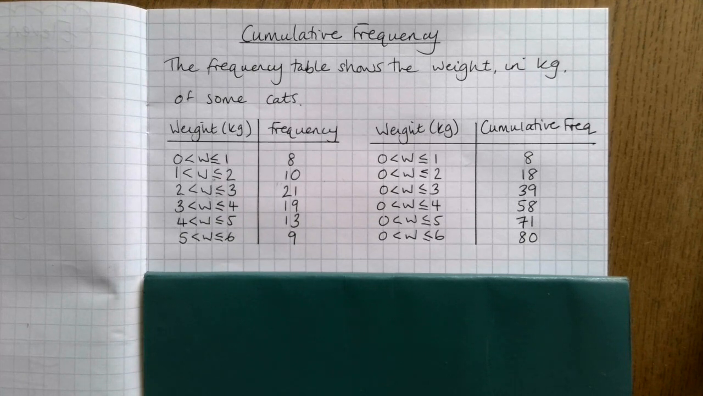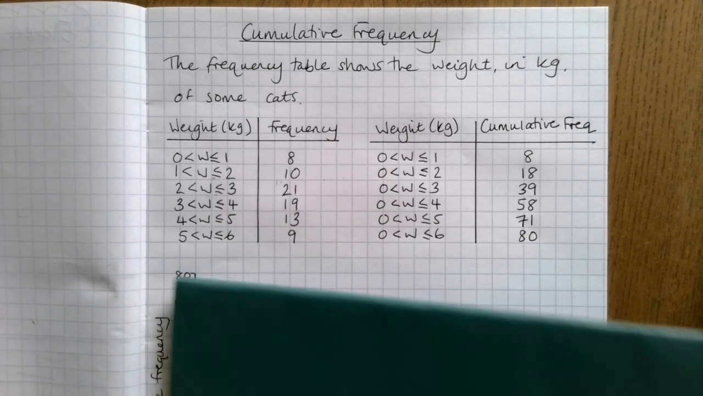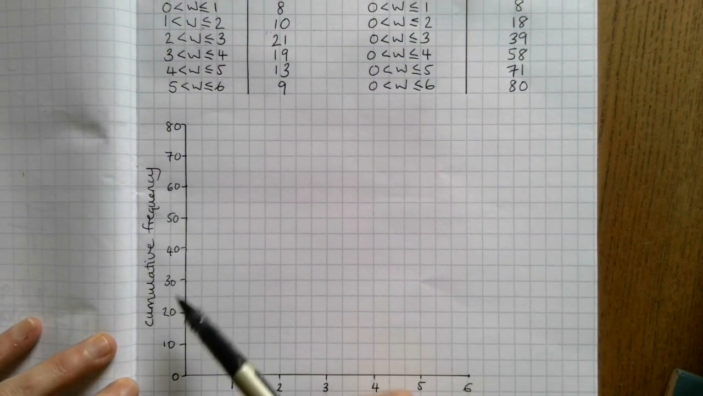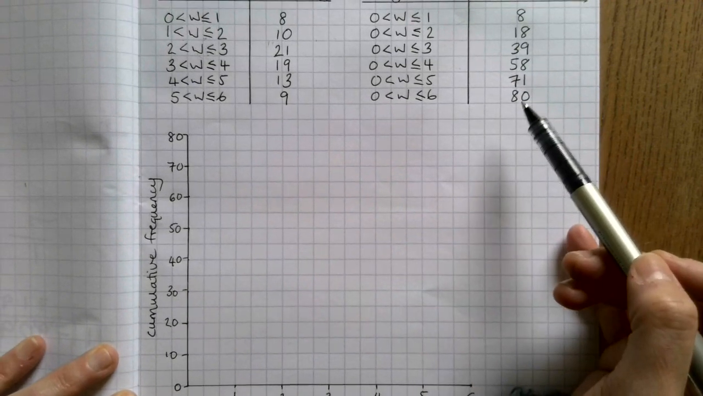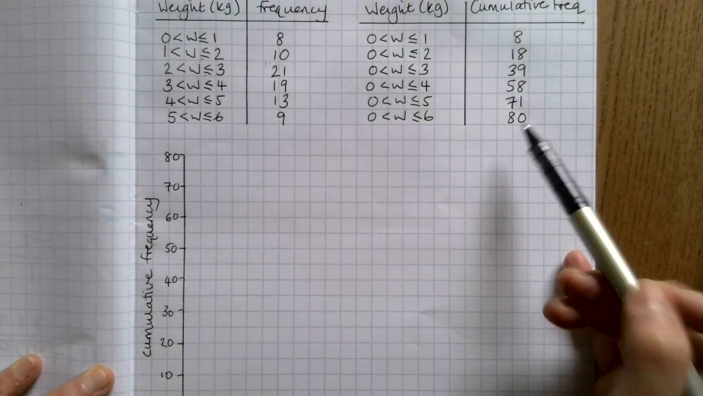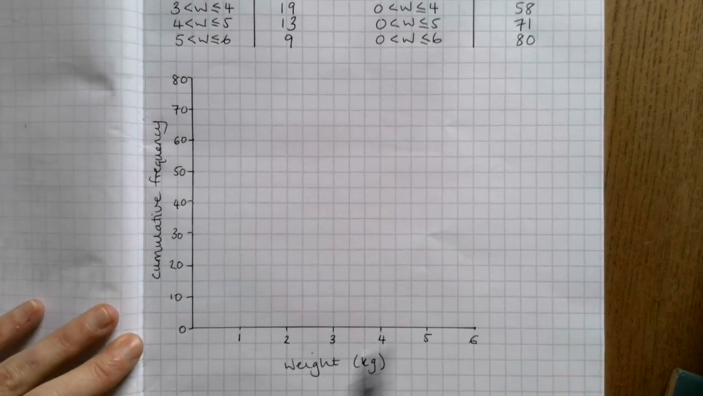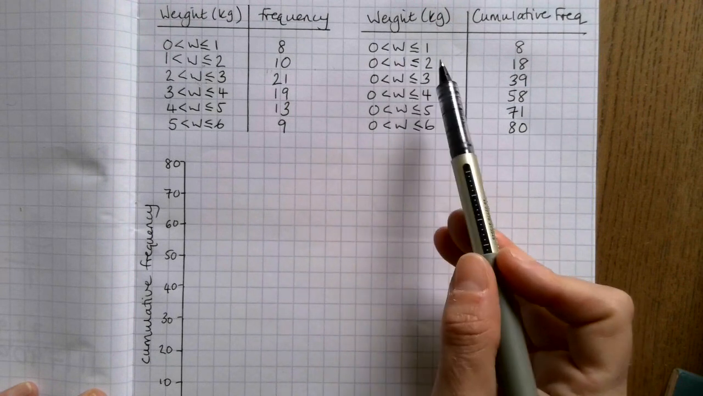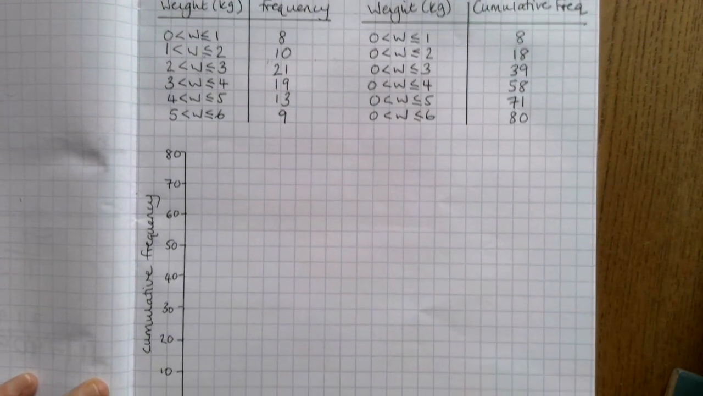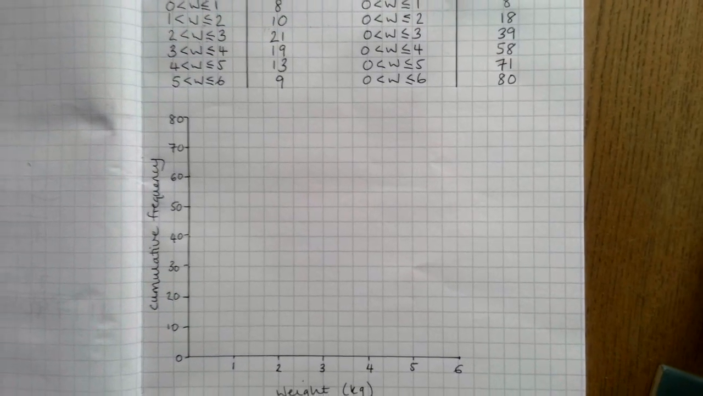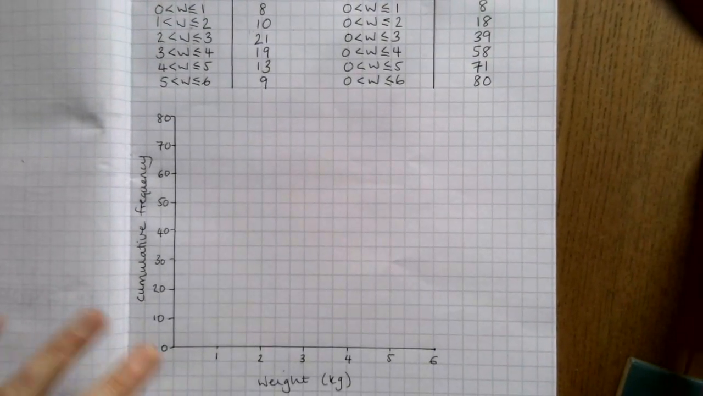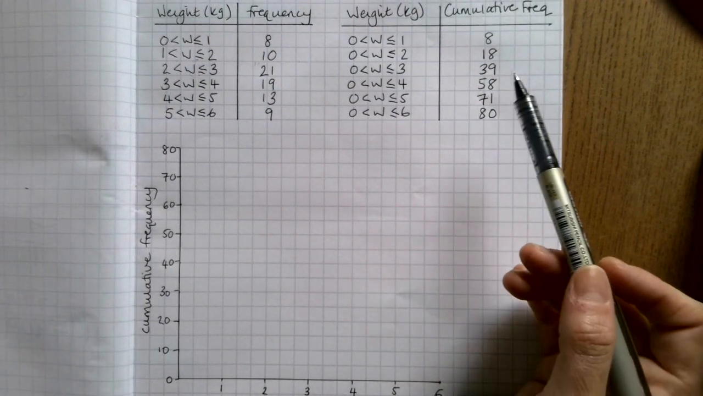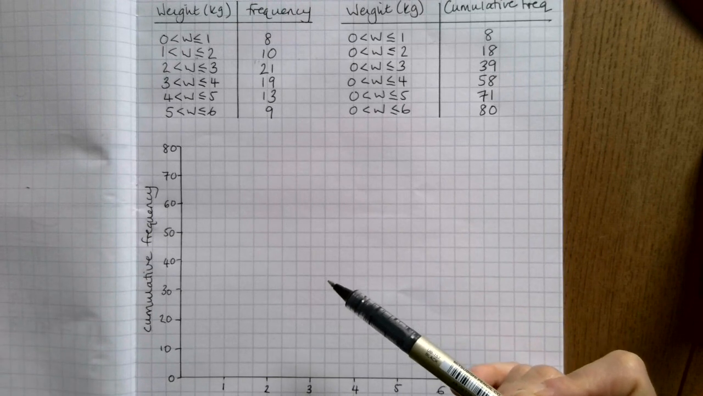So when we set up our graph, we need to have the cumulative frequencies up the side. So that goes up to 80 because my cumulative frequencies went up to 80. And along the bottom, I've got the weights in kilograms. So it's each of these key markers here I've gone for. Okay. So let's put both on the same page at the same time. So now I'm going to plot this information onto this graph.